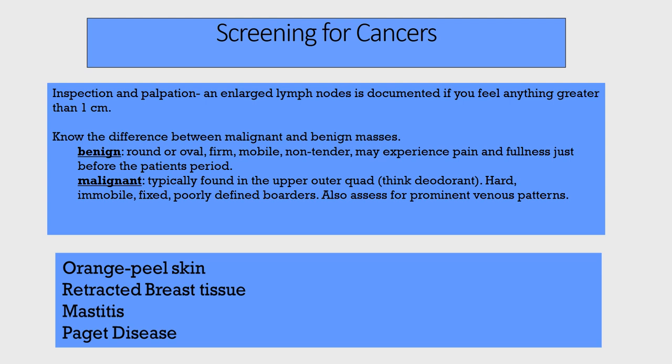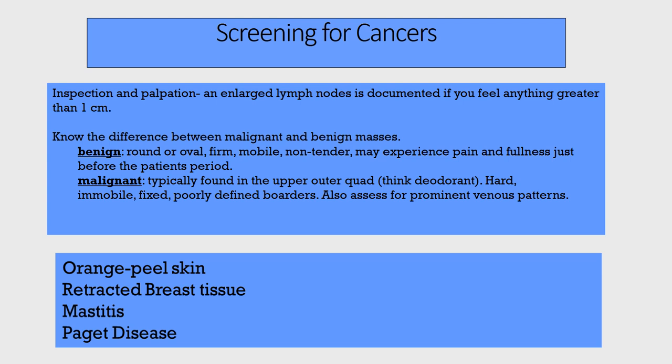And then malignant breast cancer is typically found in that upper outer quadrant. So think of where you're placing your deodorant, right? There's a ton of natural deodorants on the market now that don't contain aluminum or any other things that can harm us. You're typically going to find those nodules up in that upper outer quadrant, up towards your armpit. That's where most of these malignant tumors are found. They're going to be hard and immobile, unlike the benign tumors where you can move them around. They're firm and fixed. They have poorly defined borders, so it's not that round oval.